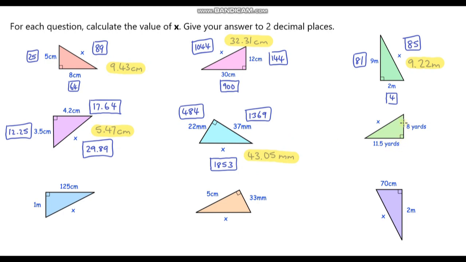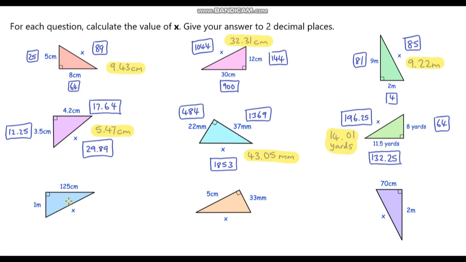Question 6. So let's do the 8 first, because that's nice and easy. 8 squared, well, that will just be 64. 11.5 squared, that is 132.25. And now if we add these two together, that gives us 196.25. And now take the square root of this, I get 14.01. And this time we are in yards.